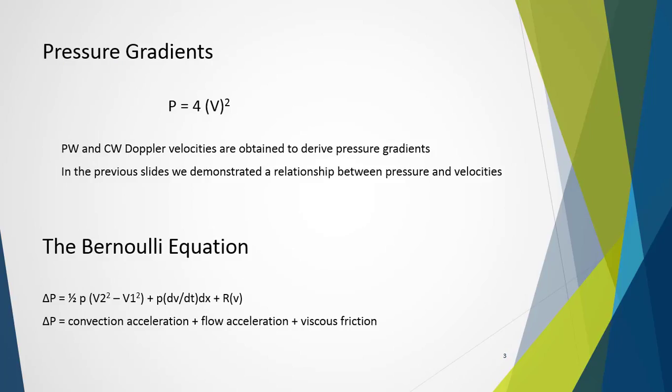One of the simplest applications of pulse wave and continuous wave Doppler is the use of velocities obtained to derive pressure gradients between two chambers of the heart. But how did this come about? Basically with the Bernoulli equation. A change in pressure is equal to the sum of convection acceleration, flow acceleration, and viscous friction.